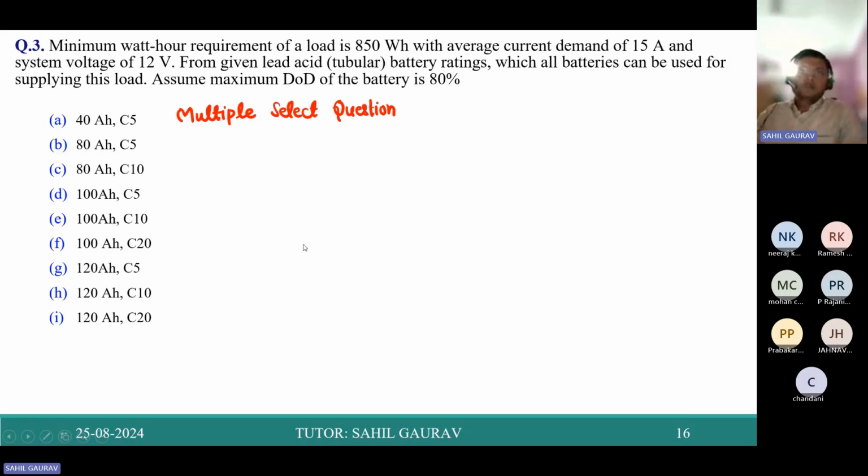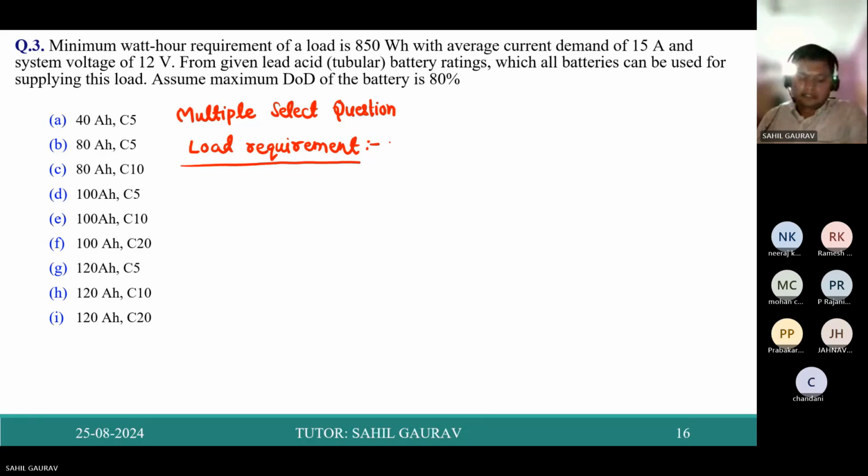So we have to satisfy the load requirement, and you have to select the battery from the ampere hour rating and C rate. This is one of the practical questions on how we can select a battery. So what is the load requirement? The load requirement is 850 watt hour. This is the amount of energy that the load is demanding.